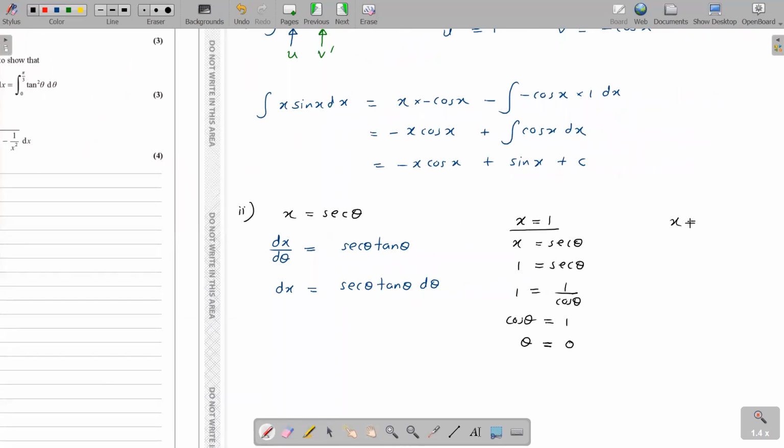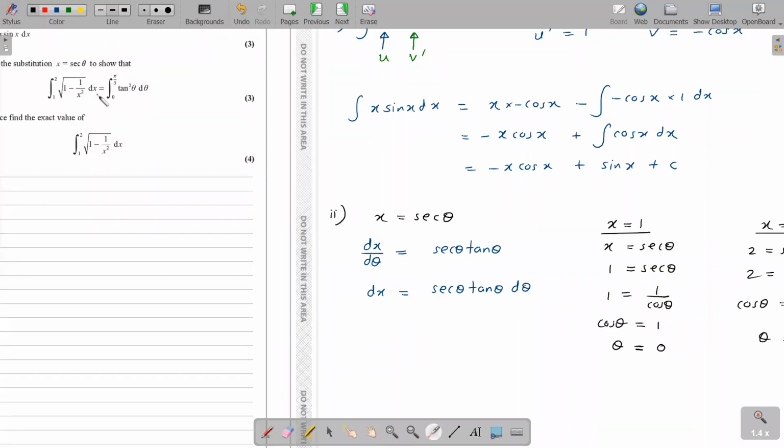And when x is 2, 2 equals sec theta. Sec theta is 1 over cos, or you could say cos theta is half, which gives me theta equals what? Cos inverse of half is pi over 3, isn't it? You can type it in the calculator in radian mode, or you should remember this because you've been using it a lot. So cos inverse half is pi over 3. Do you agree?